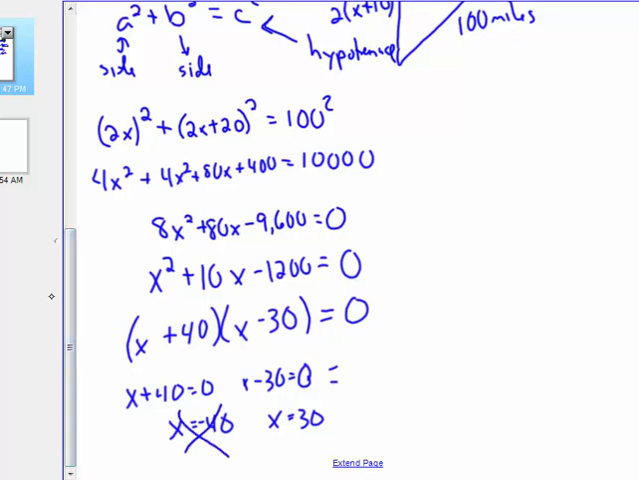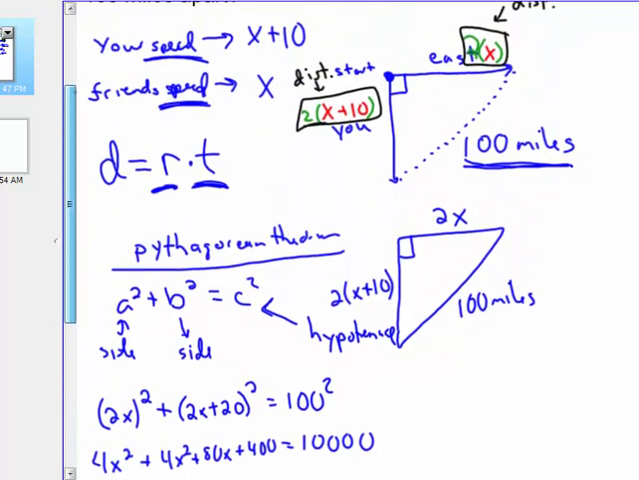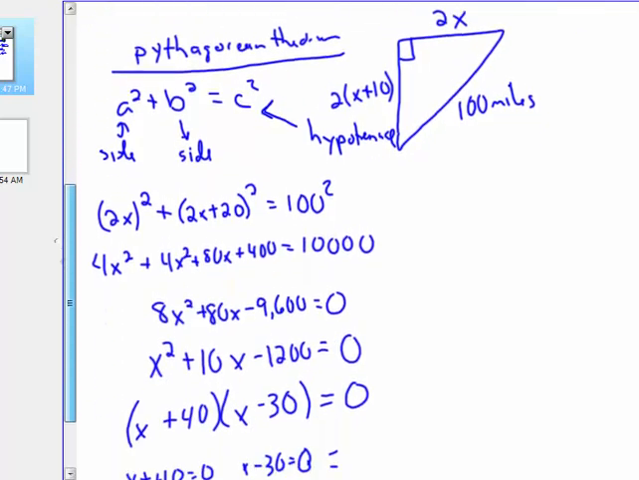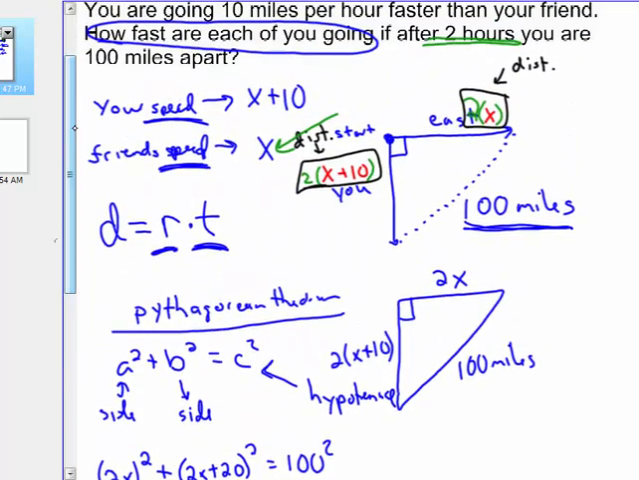Okay. If x is 30 here, it asks you how fast are each of you going. So if x is 30, your friend is going 30 miles an hour. You are going 30 plus 10, or 40 miles an hour.